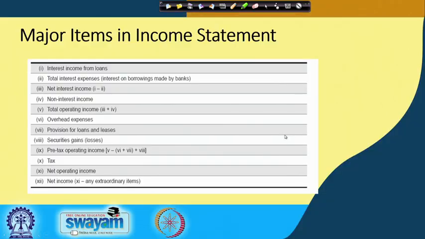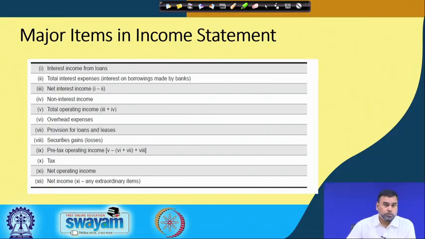So, in this particular session we will be discussing how the commercial bank performance is measured and what are those indicators we use to measure the performance. The performance measures are mostly based upon the income statement. If you minutely observe this particular table, there are different major items which have been highlighted here.